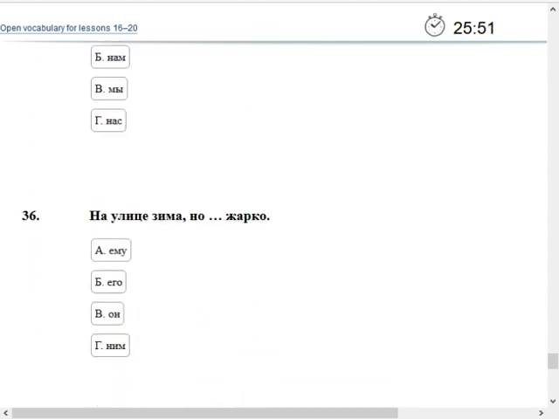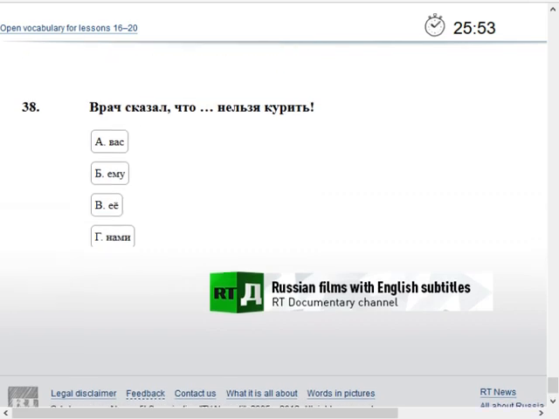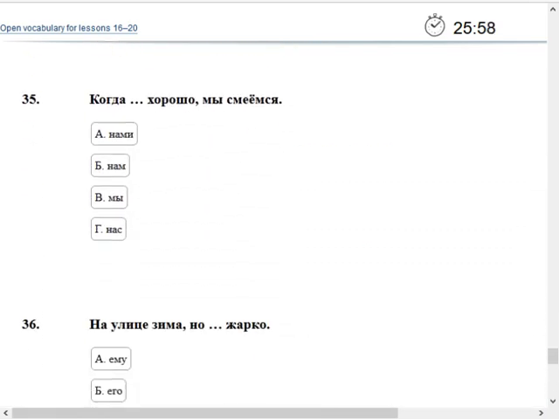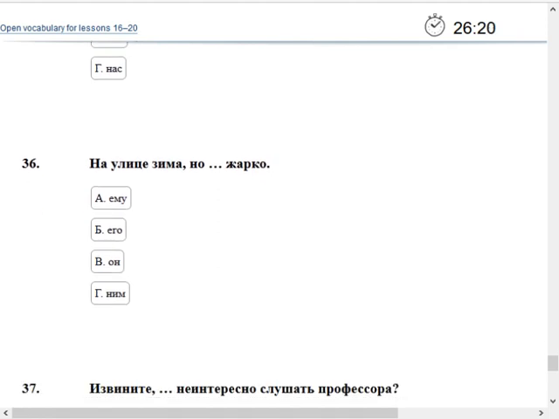Same thing again. All the rest of these, we're almost done, are just about these dative personal pronouns. So you just need to know the correct personal pronouns for these. So here, мы, first person plural. In the dative personal pronoun, мы becomes нам. So нам хорошо. Когда нам хорошо, so when we are doing well, when it's well with us.